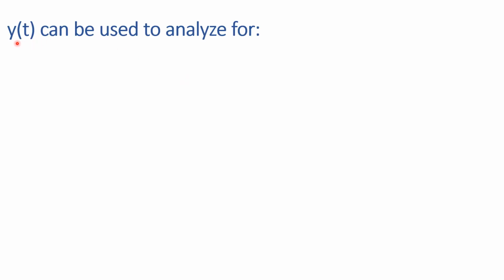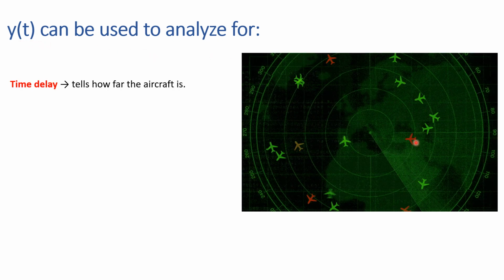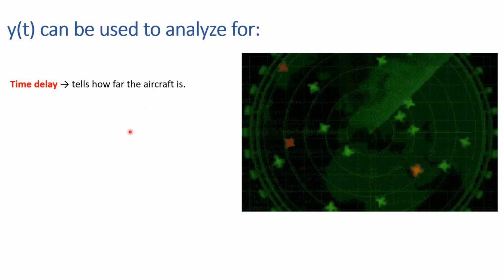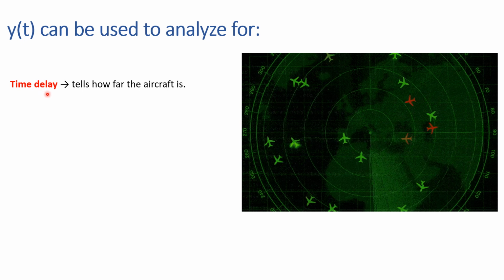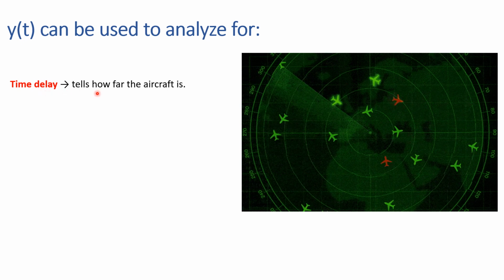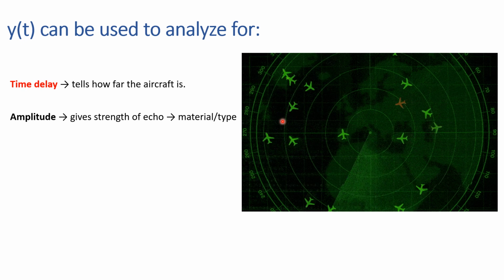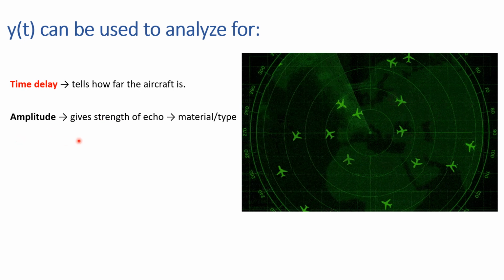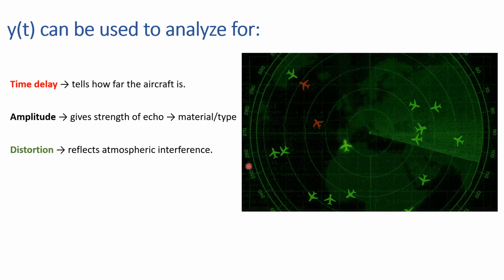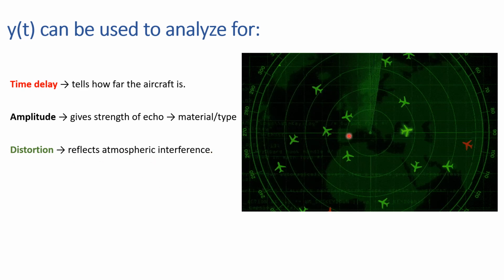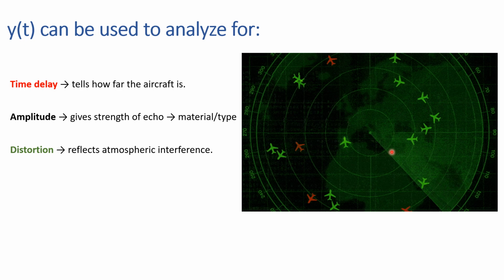Since we have already evaluated and analyzed y(t), this evaluated y(t) can be used for the analysis of time delay. If you look at the red flights, it indicates where the flight gets delayed, how much time it gets delayed, and tells us how far the aircraft is. If you look at the black color, it shows us the amplitude or the disturbance, and the green color flights show us the distortion that reflects the atmospheric interferences with the flights over the radar system.